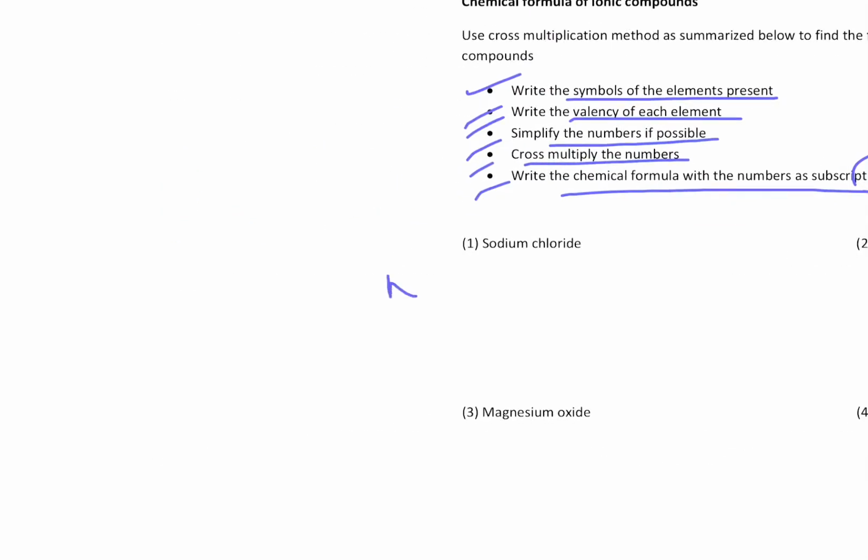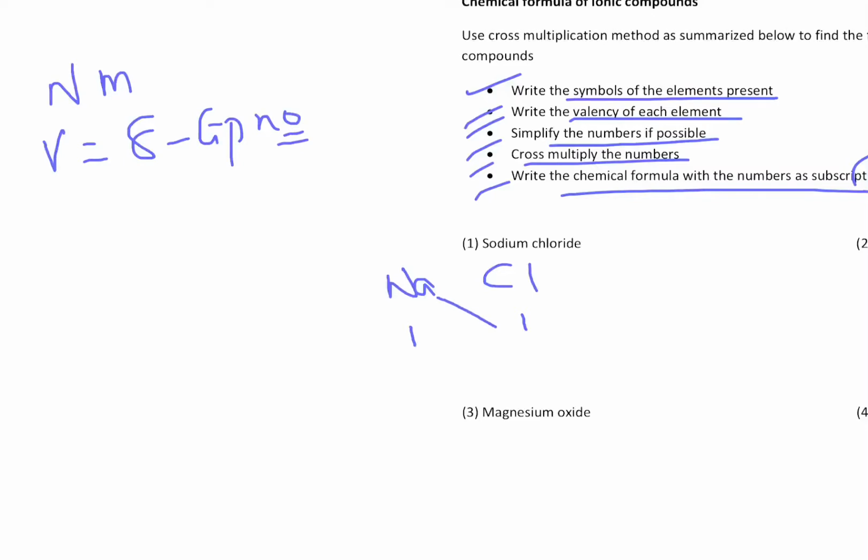Sodium, Na, chloride, Cl. Sodium is group 1, valency 1. Chlorine is group 7, valency 1. Remember, for non-metals, the valency is equal to 8 minus the group number. Okay, cross multiply, you can't simplify here, so the formula will be NaCl.